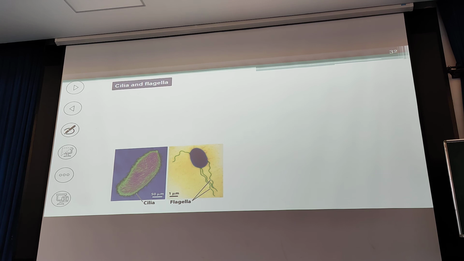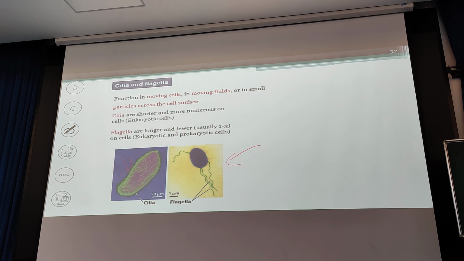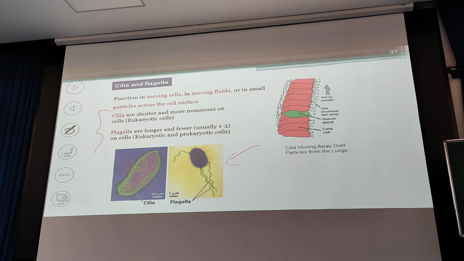Just think that it could be the tails of the cell, okay? Sometimes the tails of the cell, feather the skin on the tails. So here in the picture, the cilia, and here the flagella. Cilia and flagella function in moving cells, or moving a fluid or small particles across the cell surface. Cilia are shorter and more numerous, and flagella are longer and fewer. Remember these two pieces of information, this may appear in your exams.